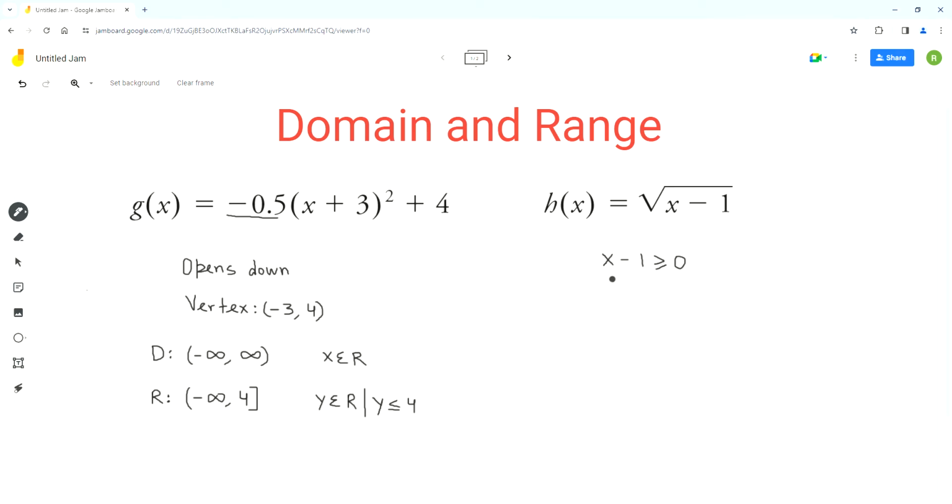So we have to isolate x on the left side. So for that we'll add 1 to both sides. So the ones on the left side cancel each other out and we get x is greater than or equal to, so 0 plus 1 is equal to 1. So this is the domain of this square root function. So we can write it in interval notation as 1 to infinity.